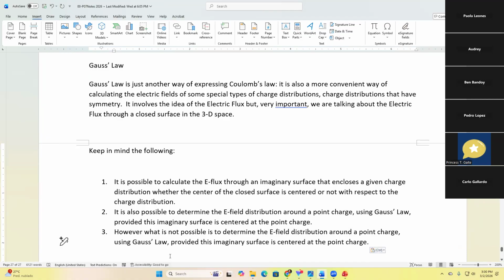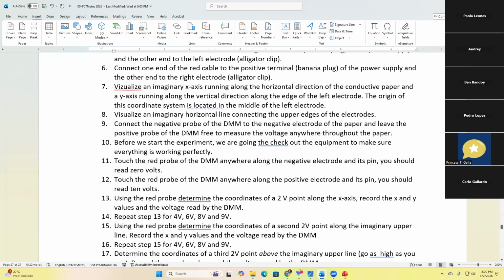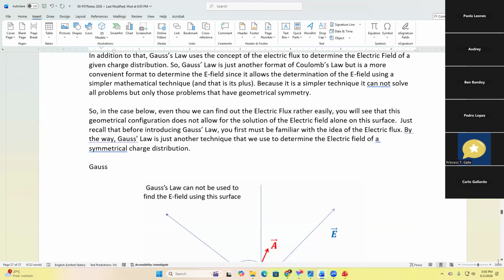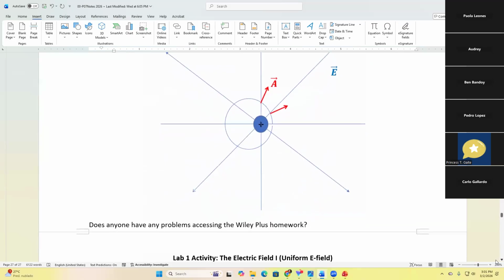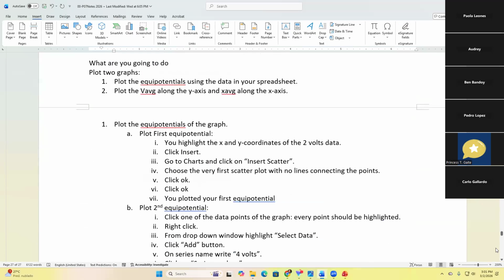Around a point charge using Gauss's law, if this imaginary surface is not centered at the point charge. Okay? And let me see if I copy and paste. Yeah, here you go. So we already talked about that, but I want to emphasize that, so you understand the importance of having a symmetric surface around your charge distribution, okay?